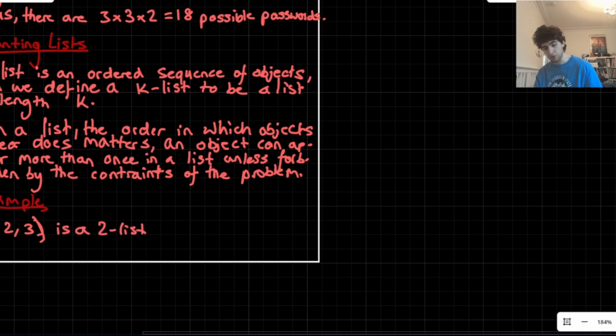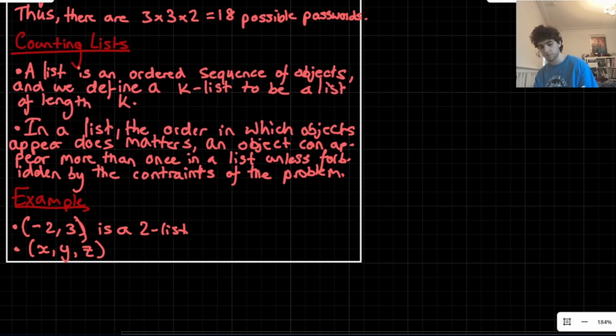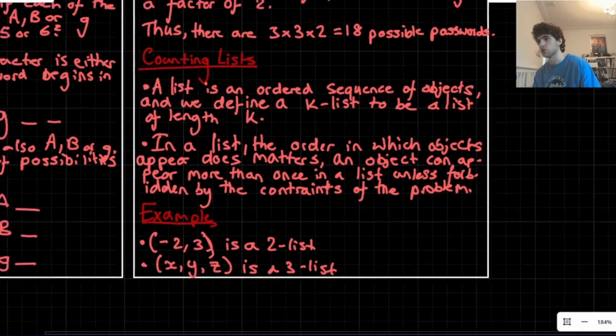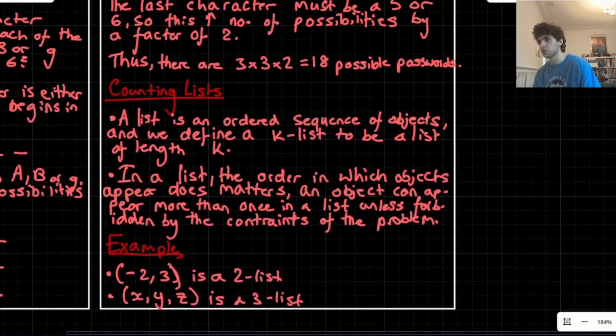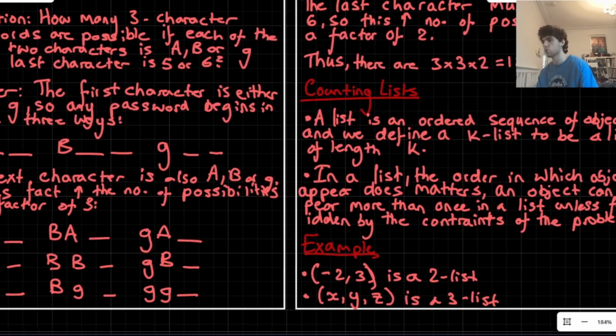And a valid 3 list would be something like this. It doesn't actually have to be numbers inside the list, just anything you want. In this case, we have x, y, and z. And if I were to swap y and x, I'd get a different list. So this is a 3 list. And I may be allowed to, if the question permits it, which it did in this case. It did permit repetition, so we're allowed to repeat the letter capital A twice, or the letter capital B twice, or the letter lowercase g twice.